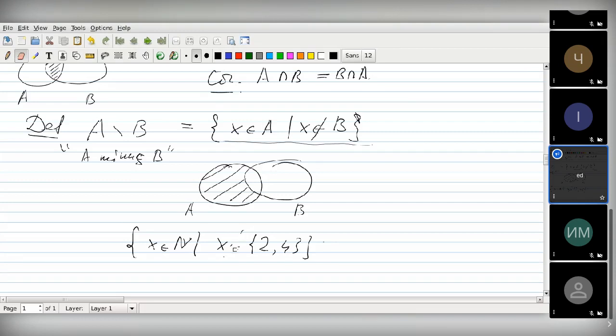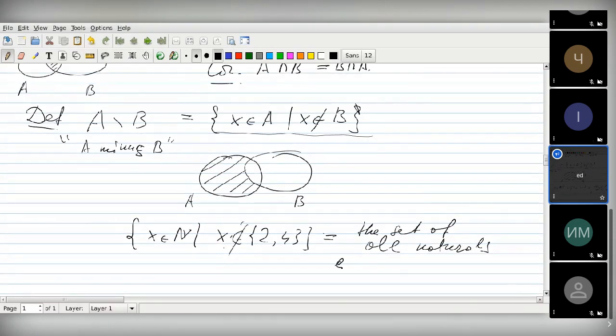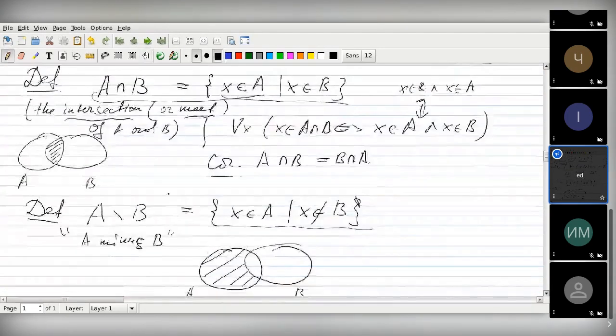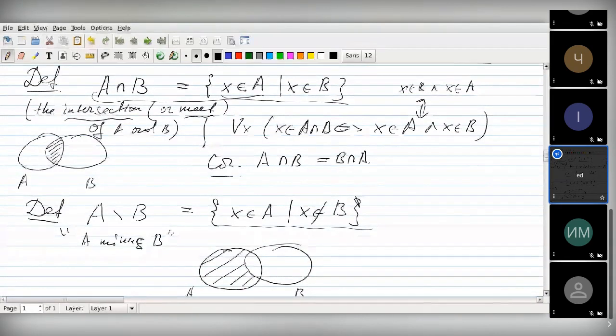What is it? X is not an element of this set. What does it mean? It is the set of all naturals except 2 and 4. Thank you. Or alternatively, you may use this set minus operation. Naturals minus this set. This operation is useful when you want to exclude some elements from your set.